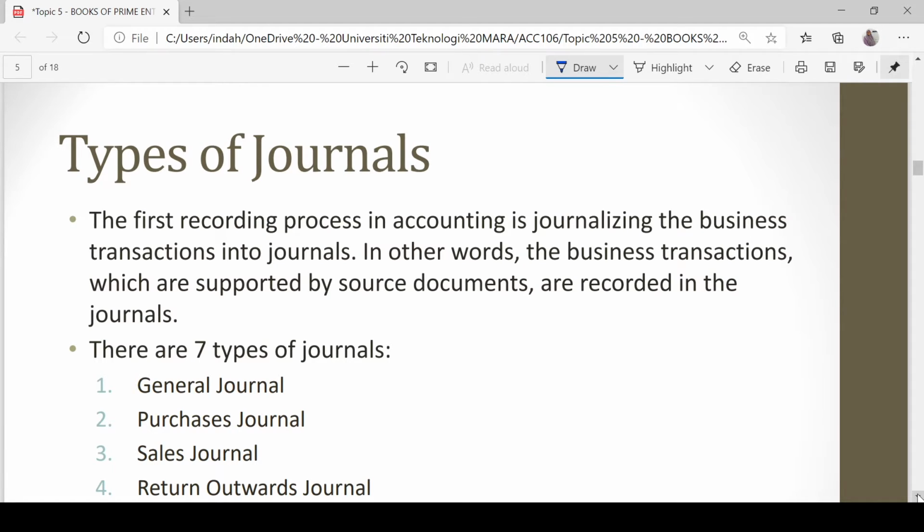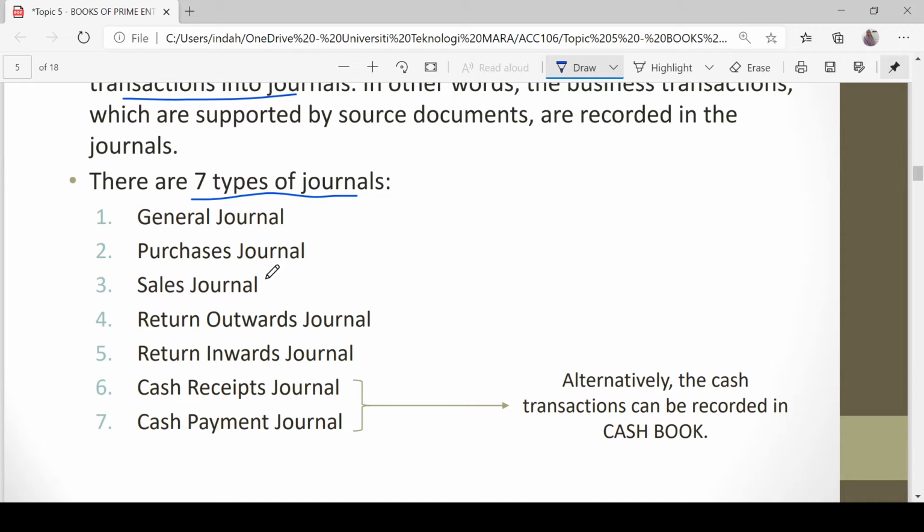The first recording process in accounting is journalizing the business transaction into journals. However, other than the general journal, we do have different types of journal, which are purchase journal, sales journal, return outwards journal, return inwards journal, cash receipt journal, and cash payment journal. As an alternative for the cash receipt or payment journal, we can also use the cash book, where we combine both cash receipt and cash payment.